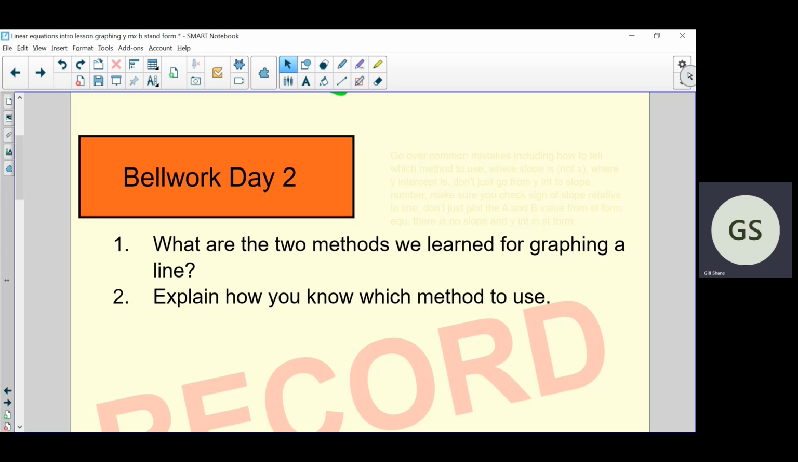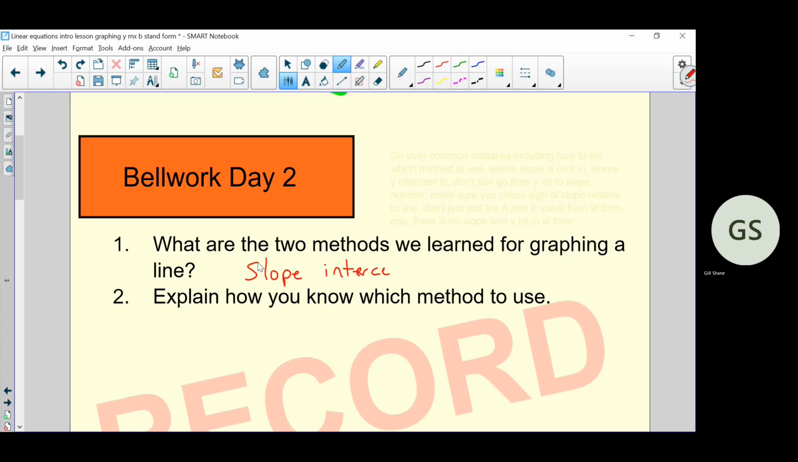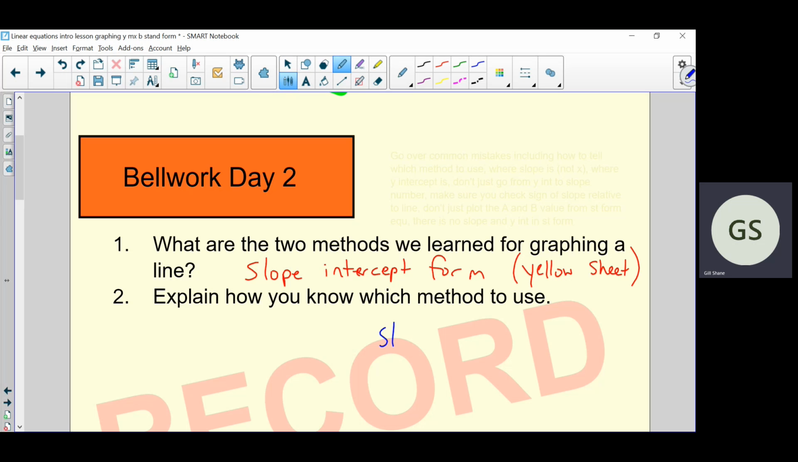The two methods we learned were the yellow sheet, which was slope-intercept form. That was one, and the yellow sheet told you how to do it if it was in that form. And then the other we learned, I'll write it in blue, was standard form. Standard form was a white sheet that had the steps to solving.